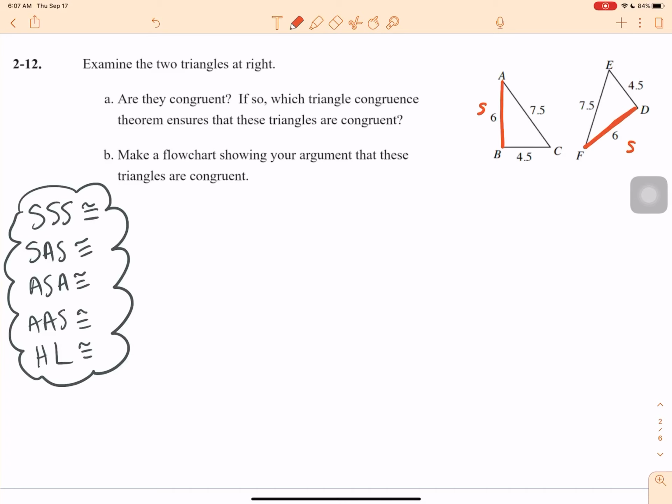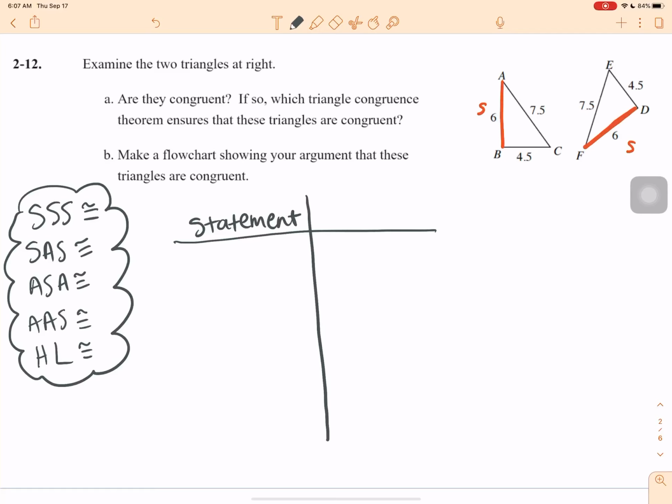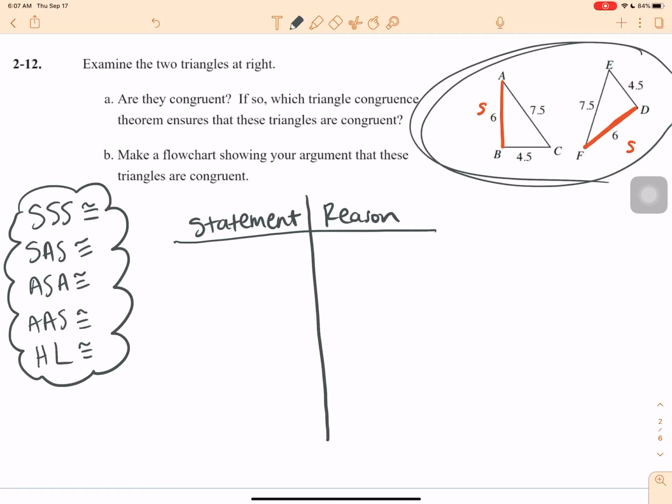Now, what I will have you guys do eventually, we're going to use a table to organize our proof, okay? So on the left side, we're going to have the statement, like what is true about the congruencies, and then on the right side, we'll have the reason that we know it's true. But before you guys start setting up a proof, you need to finish labeling everything to see if they're even congruent, right? Because why waste all the time writing down all the statements if they don't even end up being congruent, right?